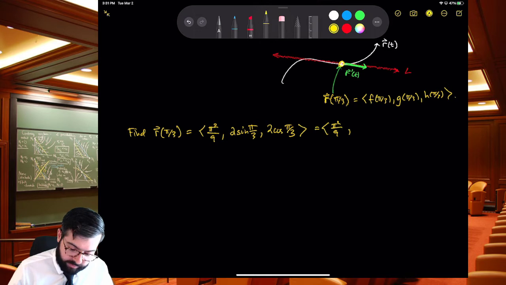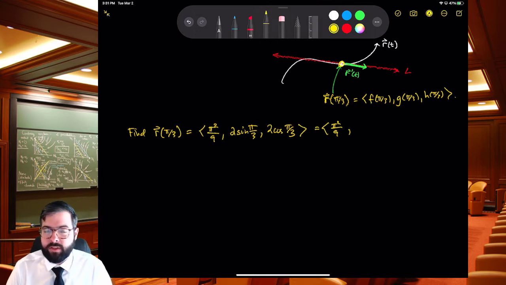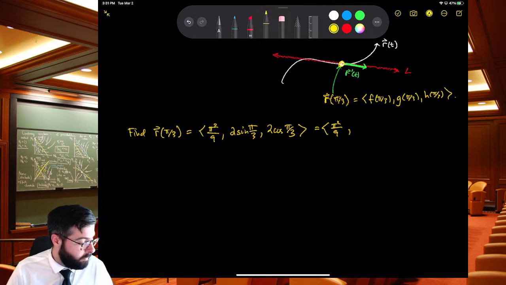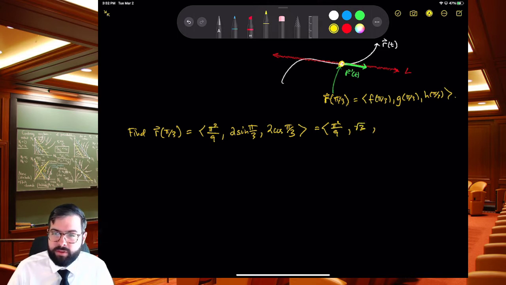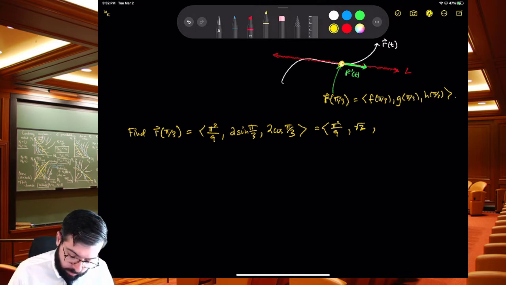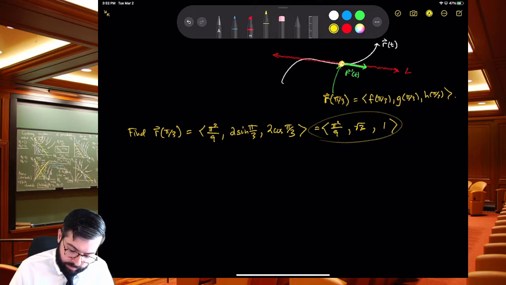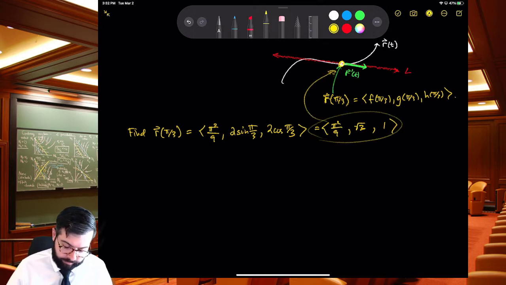And just to simplify this a bit, sine of 60 degrees is radical 3 over 2. So this just becomes radical 3. Cosine of 60 degrees is 1/2. So this just becomes 1. Is it negative? No, positive. So this is the point we're at right here.